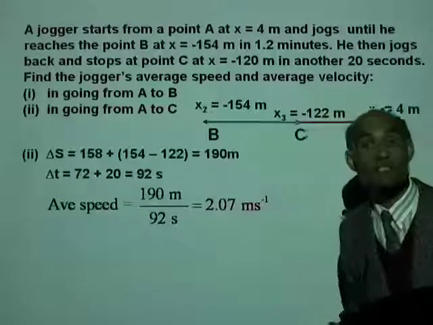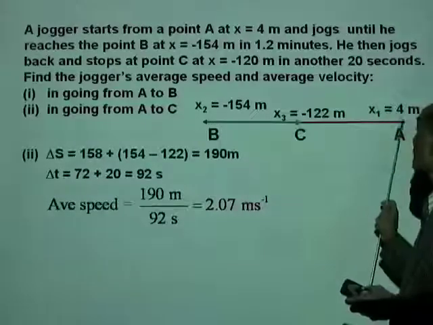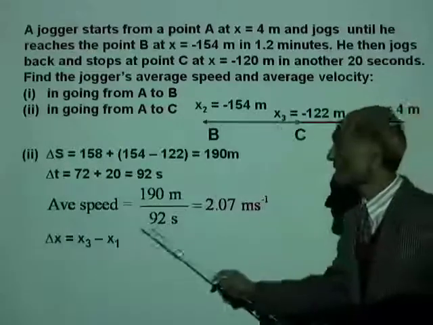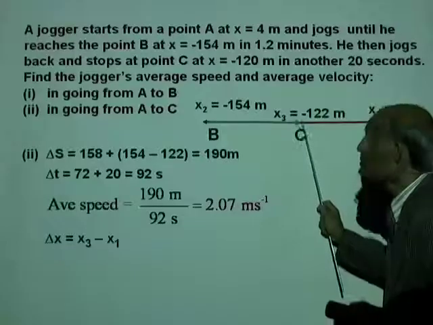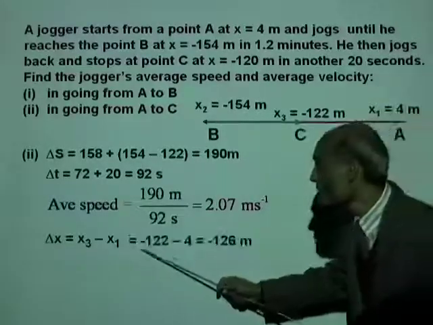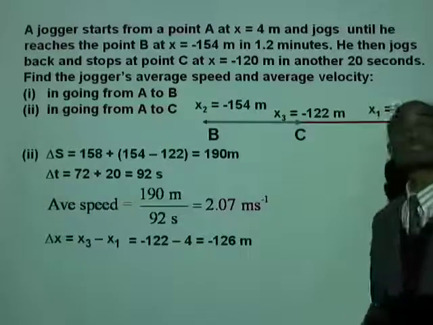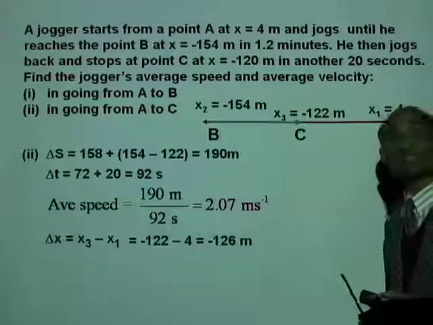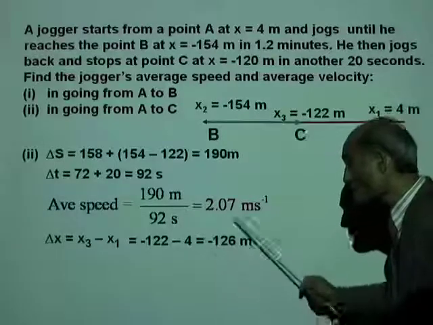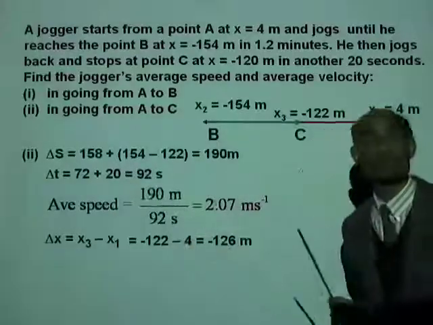What is the displacement of the jogger? The jogger got displaced from A to C. What is the displacement? Delta x is final position minus the initial position. Negative 122 minus 4, that is negative 126 meter. Alright, and this displacement occurred during the same time, 92 seconds.